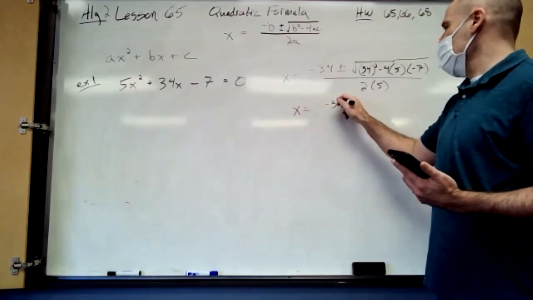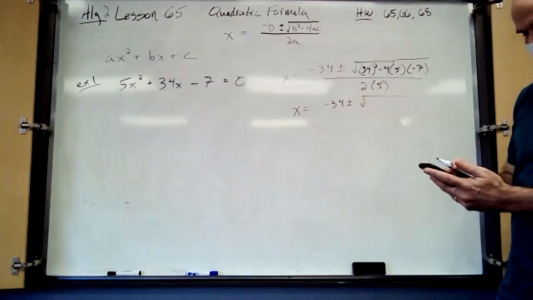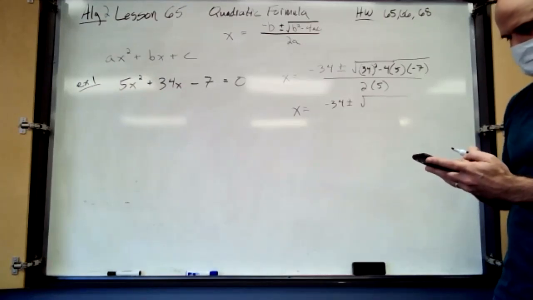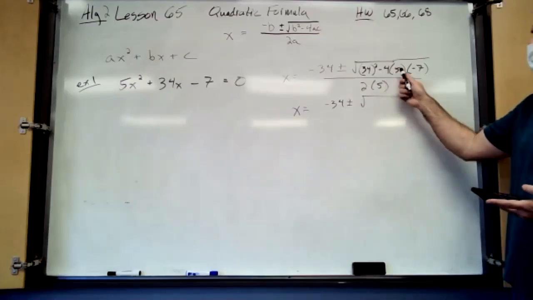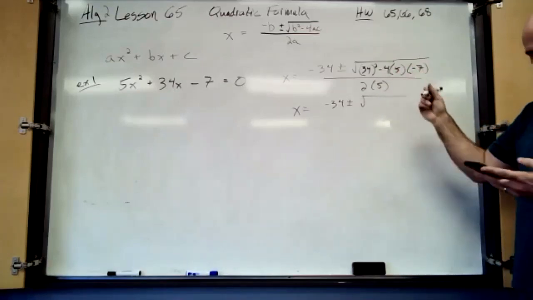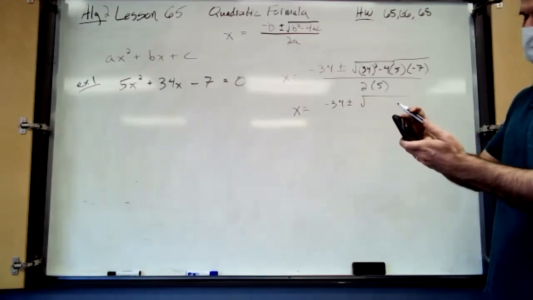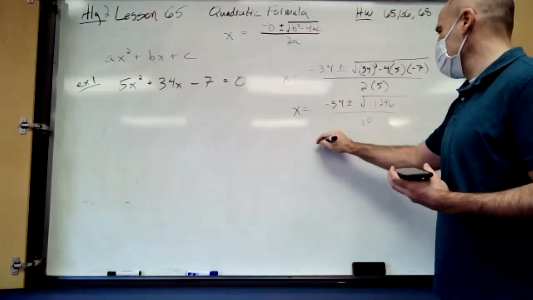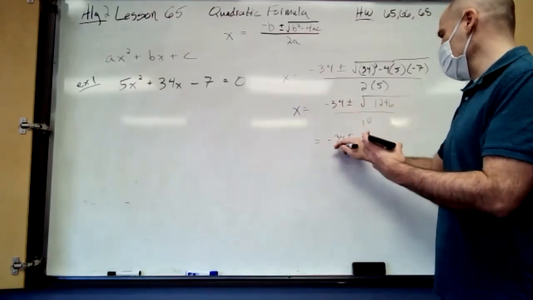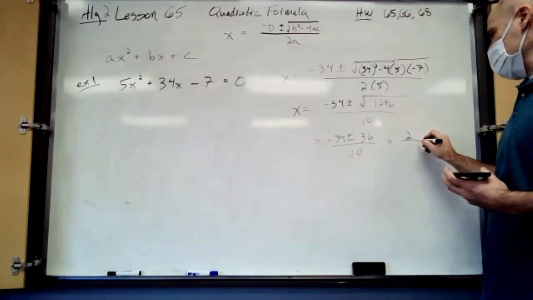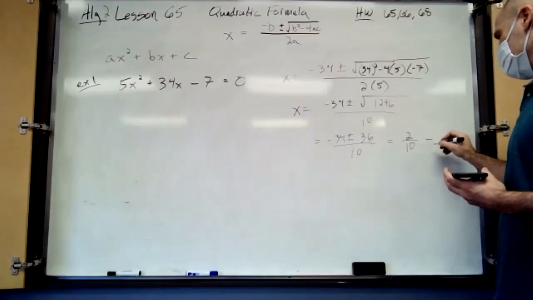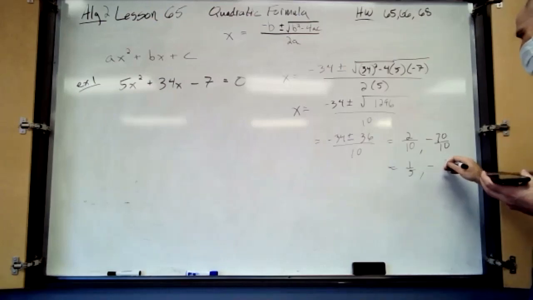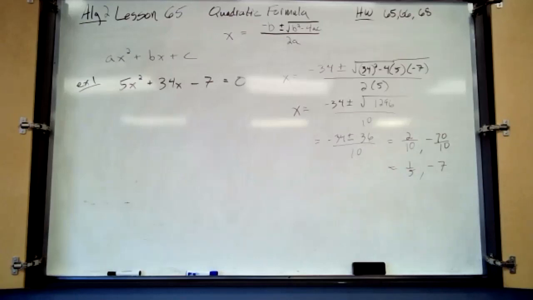So that's x equals negative 34 plus or minus this big number here. The determinant, we'll talk about later. 34 squared is 1156 minus, but when you're subtracting a negative, what is that? Minus negative 140, so add 140. Then I can take the square root of 1296, which is just 36, all over 10. So you get negative 34 plus or minus 36 all over 10. Plus 36 would be 2 over 10. Minus 36 would be negative 70 over 10. So that's 1/5 or negative 7. When you do the math, that's what you get.